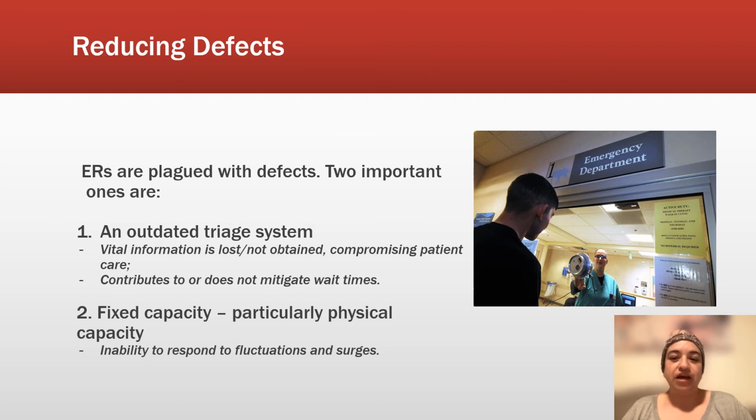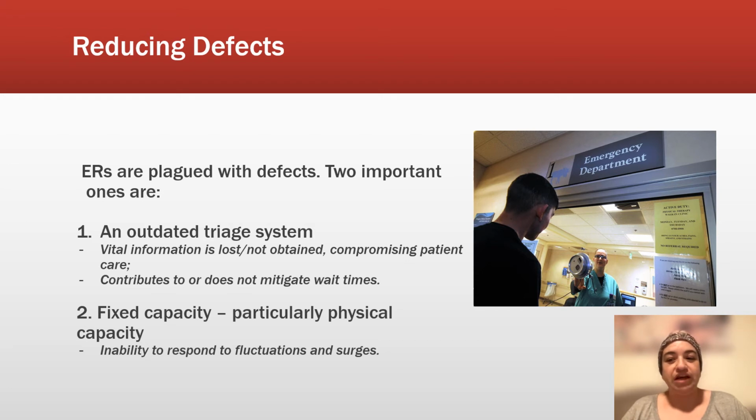A second defect is the fact that the physical layout of an emergency room is often fixed and static. There is a certain amount of beds configured in a certain way, with various nursing stations dotting this arrangement. But even though the layout is static, the patient inflow is anything but static. Different days of the week and times of the day will have very different patient inflows.